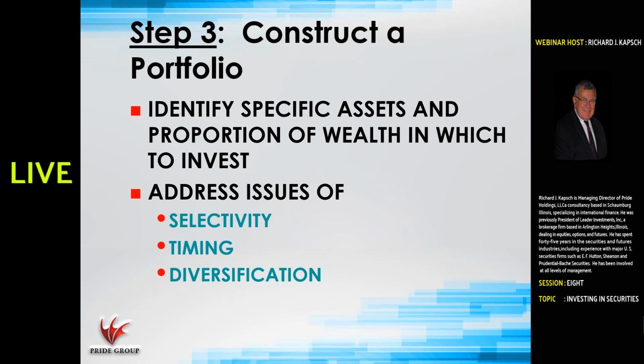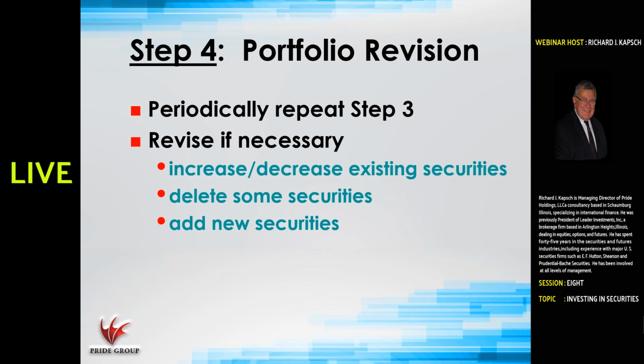Step 3, where we've identified the proportion of wealth in which issue to invest, which stocks we should buy, and how much diversification. We want to look at that step 3 and revise if necessary. First of all, we want to increase or decrease the existing securities that are in our portfolio. Are there some sectors that are outperforming others that we think are going to continue to outperform in the future? If so, we want to increase the portion of wealth put in those specific securities.